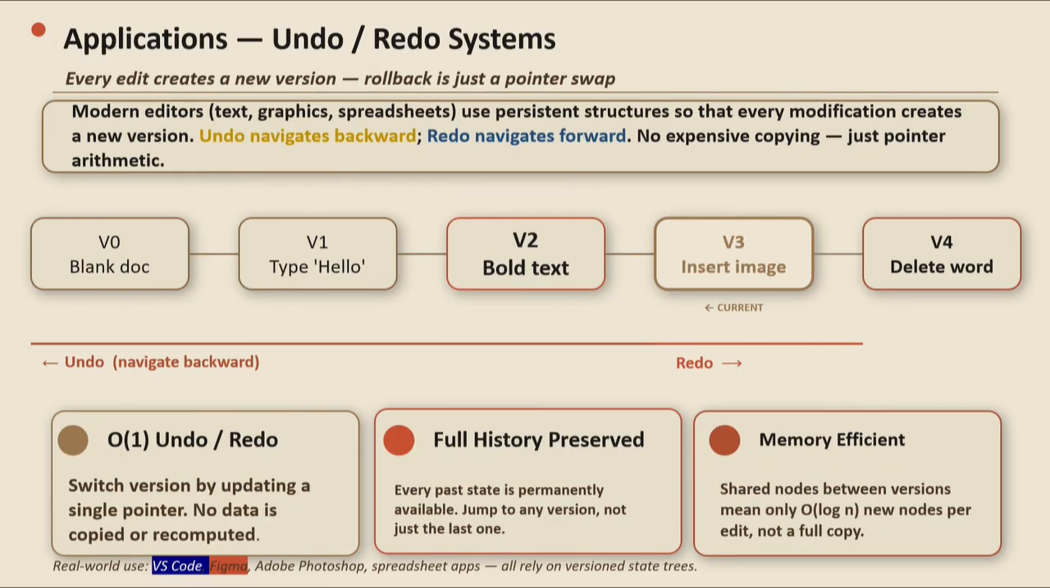Here's another application you interact with constantly: undo and redo in text editors, design tools, and spreadsheets. Applications like Visual Studio Code, Figma, and Adobe Photoshop use persistent data structures so that every edit creates a new version. Undo simply moves the pointer backward, redo moves it forward. No data is ever copied or recomputed. The entire history is preserved, and because unchanged parts of the document are shared between versions, the memory cost per edit is only O(log n) new nodes, not a full copy of the document. This is why modern editors feel instant even with hundreds of undo steps.